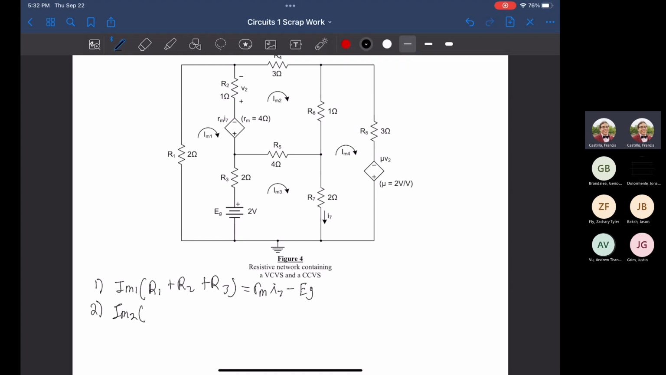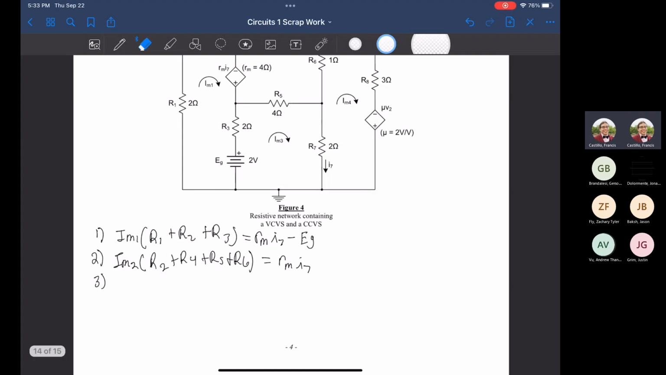IM2 is going to be just the sum of each one, so it's going to be R2 plus R4 plus R5 plus R6. Hey, there is a dependent source though. And here it is right here. So it's just going to be RM I7. Great.